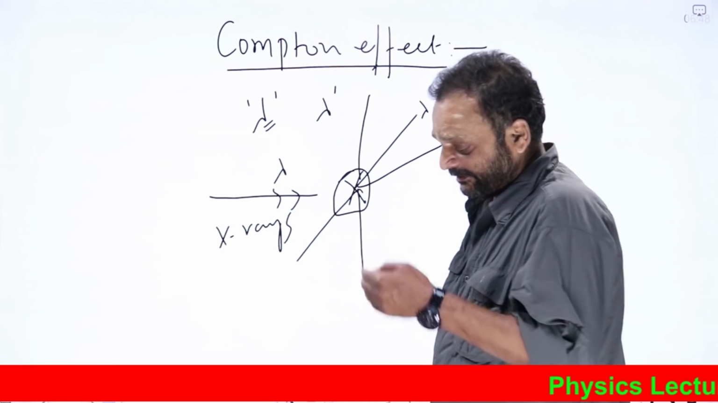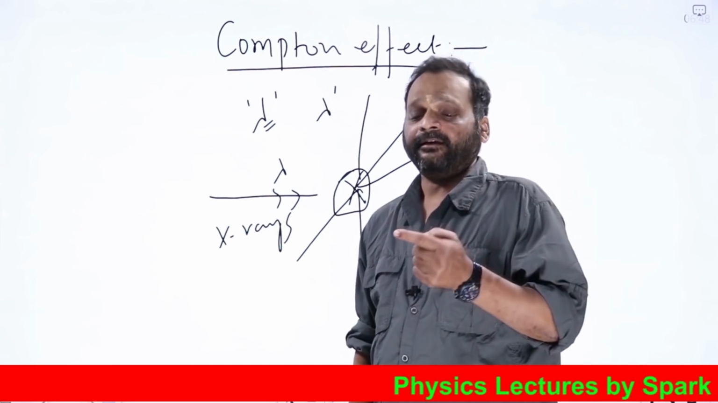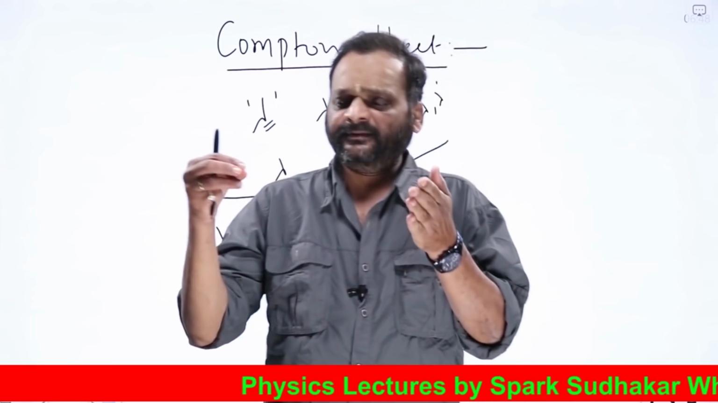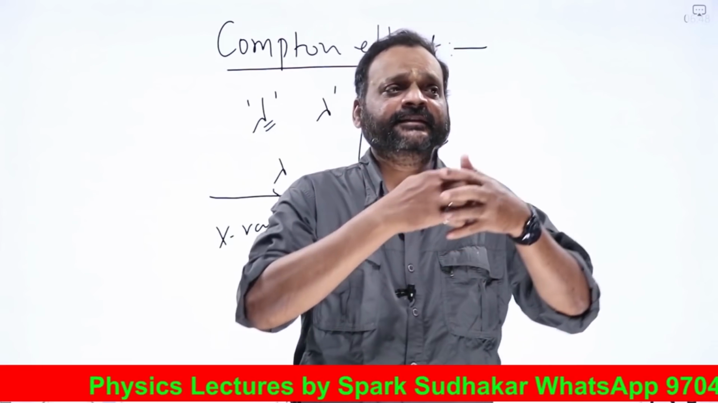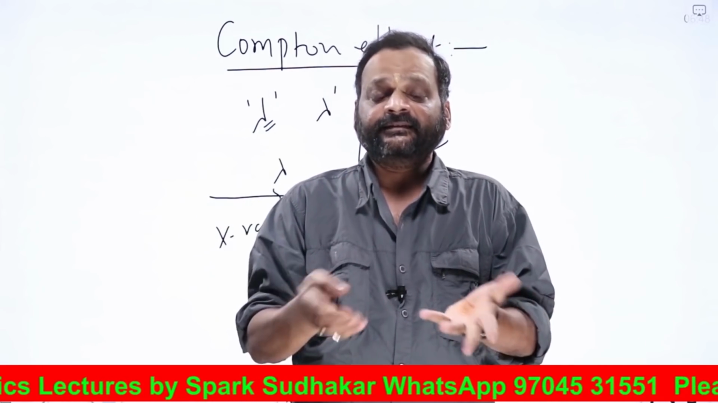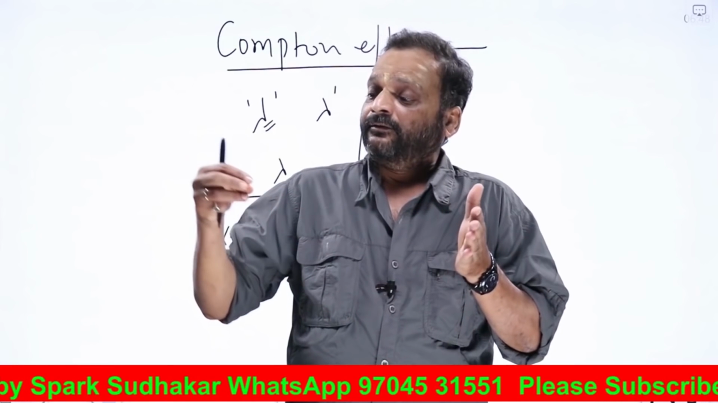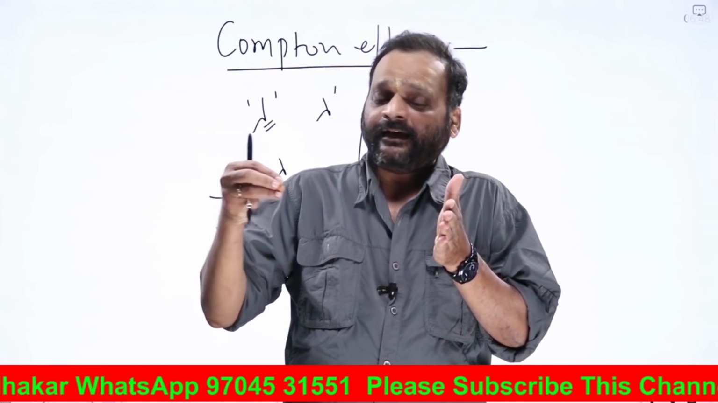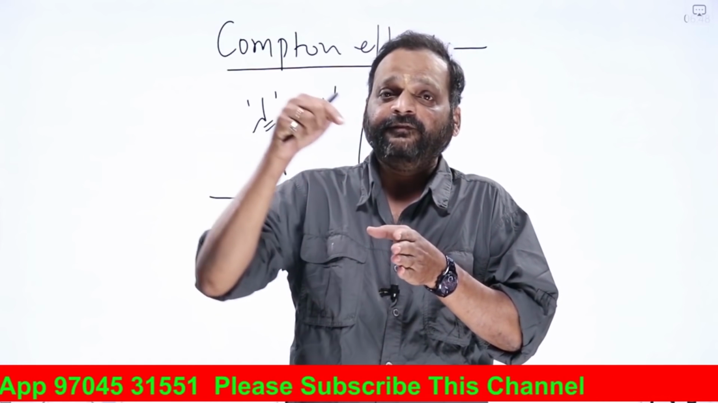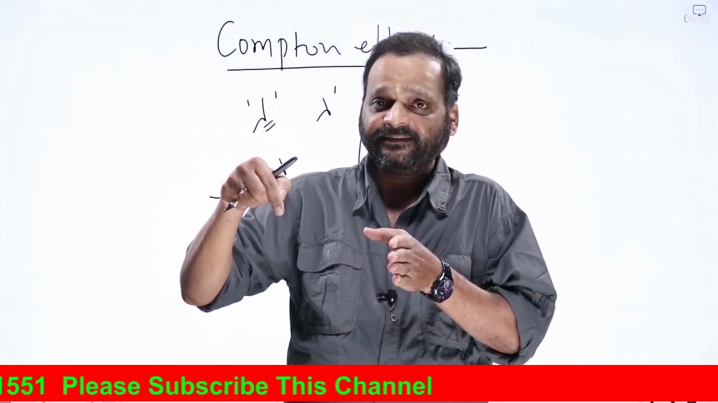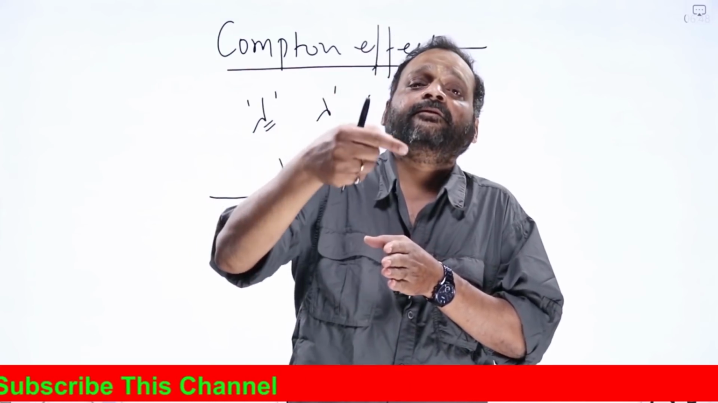Now this is known as incoherent scattering, we call. Scattering is what? Light going and falling on something and getting spread out in all directions is known as scattering. The scattering will be of two types. After getting scattered, if the wavelength of the incident light changes, it is known as incoherent scattering.